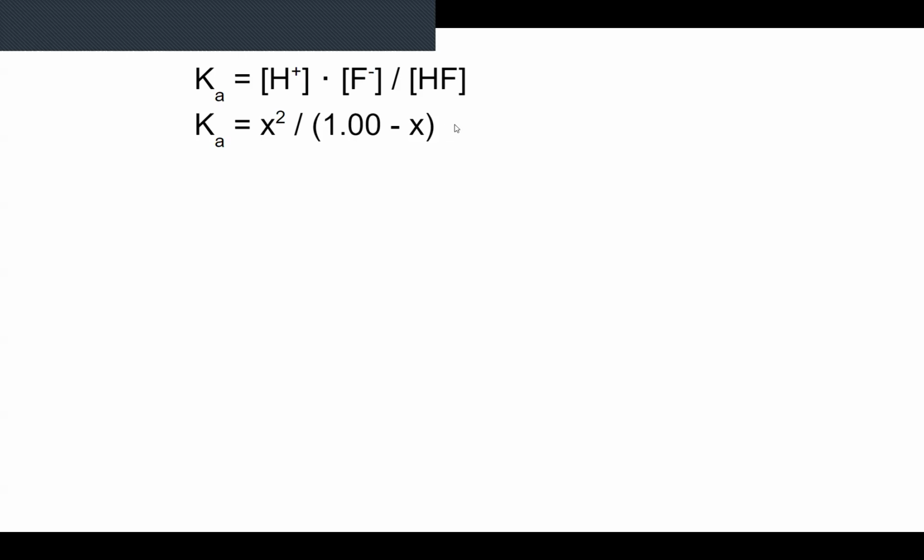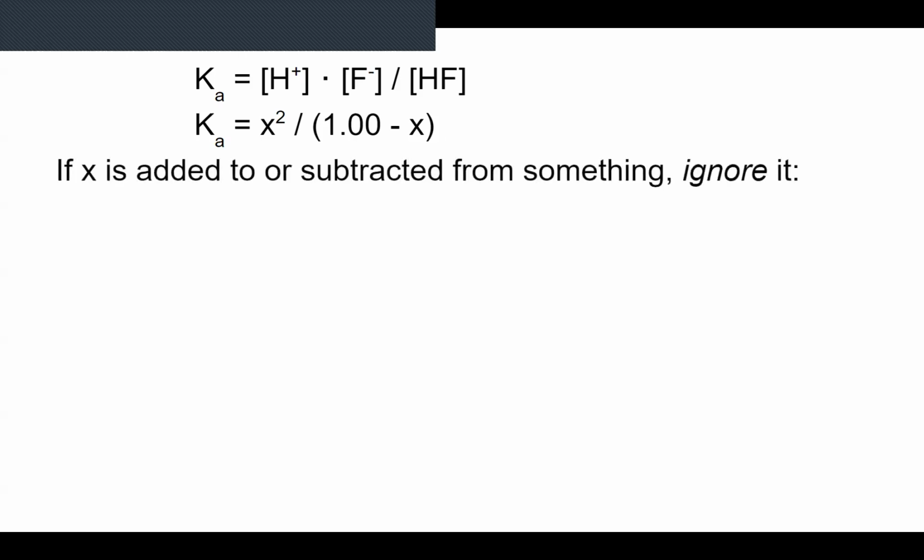Okay, now what information did they give us? If x is added to or subtracted from something, you get to ignore that. Remember that helpful hint? So in this expression, 1.00 minus x simplifies to simply 1.00. Isn't that nice? Now you might say, that seems wrong mathematically. Students, remember this, the value for x is negligible. So 1 minus something super small is still roughly 1.